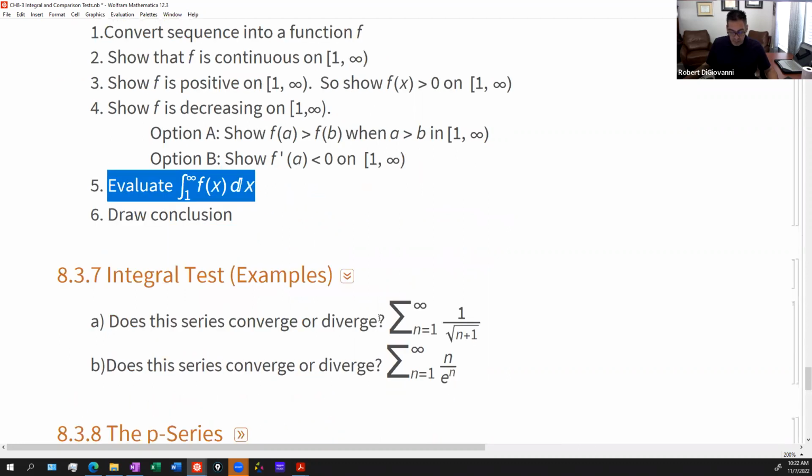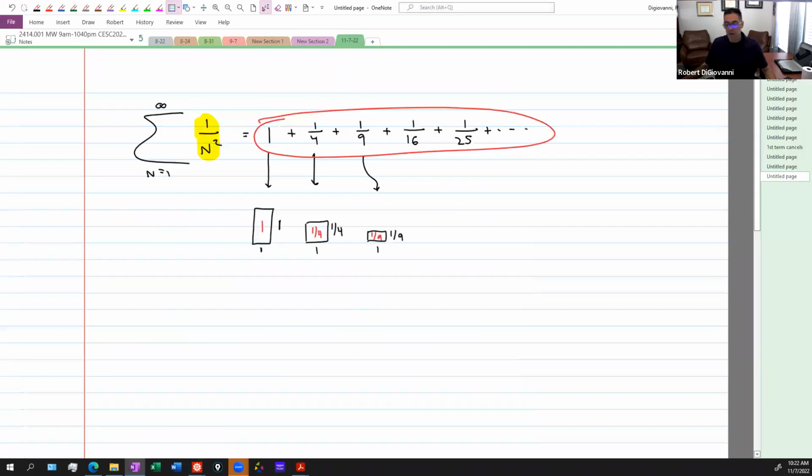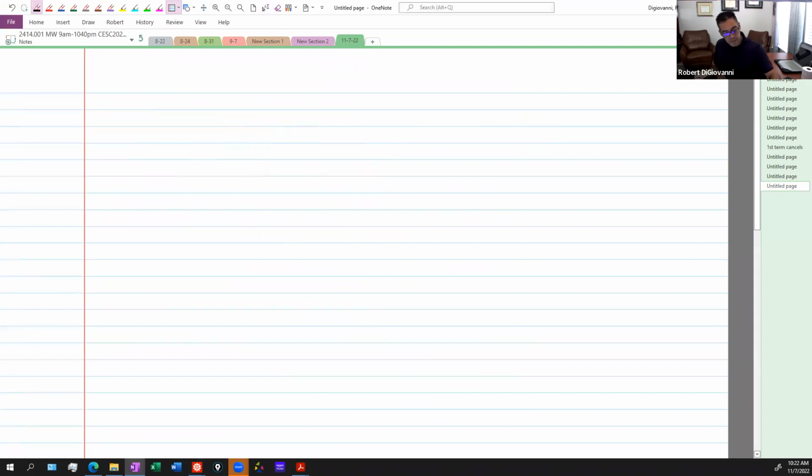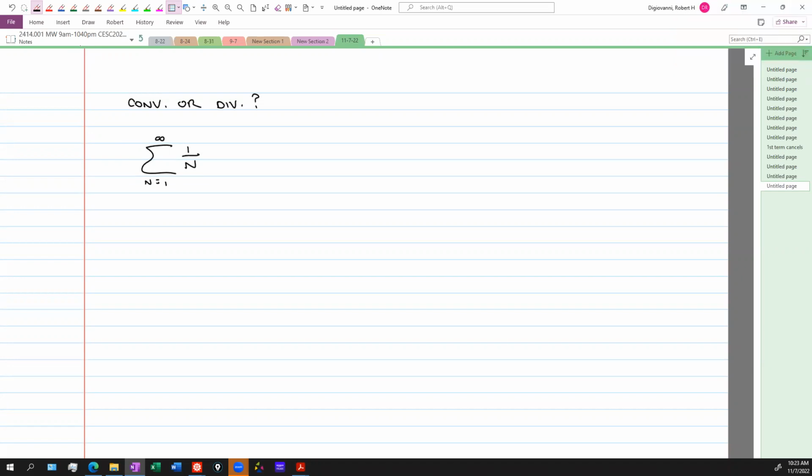So let me just get to an example. Let's take the harmonic series. I'm going to start with the harmonic. Does this converge or diverge? Now you should be able to answer this right now because I told you already it's harmonic, right? So we all know that this does what? Diverges. Okay, let's act like we didn't know that, and let's do the integral test.